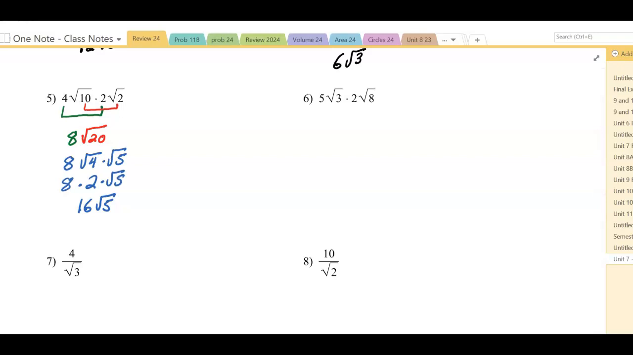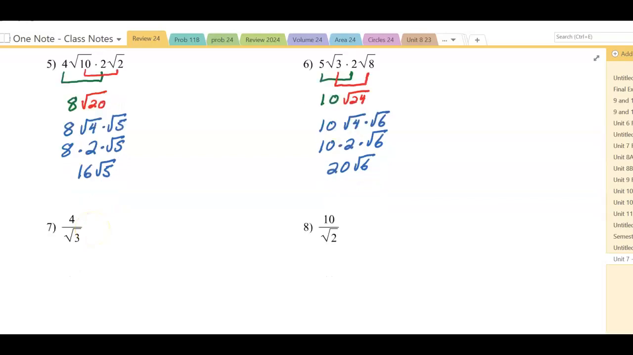Let's practice that again in number 6. We're going to multiply the 5 and the 2. So that's going to be 10. We're going to multiply the numbers under the radical. So that will become the square root of 24. The square root of 24 breaks down into the square root of 4 times square root of 6. The square root of 4 is 2. So the final answer will be 20 square root of 6.